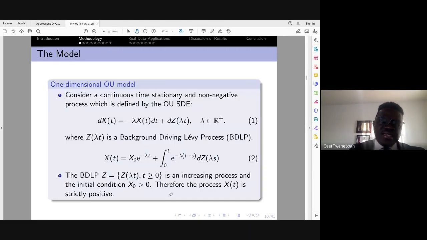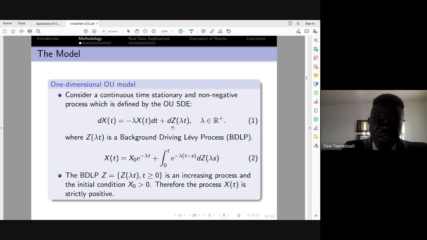Good. So now this is the model that we are looking at. We have the one-dimensional Einstein-Uhlenbeck model. Here, for Einstein-Uhlenbeck, we have the shorthand OU. So whenever I say OU, I'm referring to the Einstein-Uhlenbeck model. Here we are defining a stochastic differential equation.